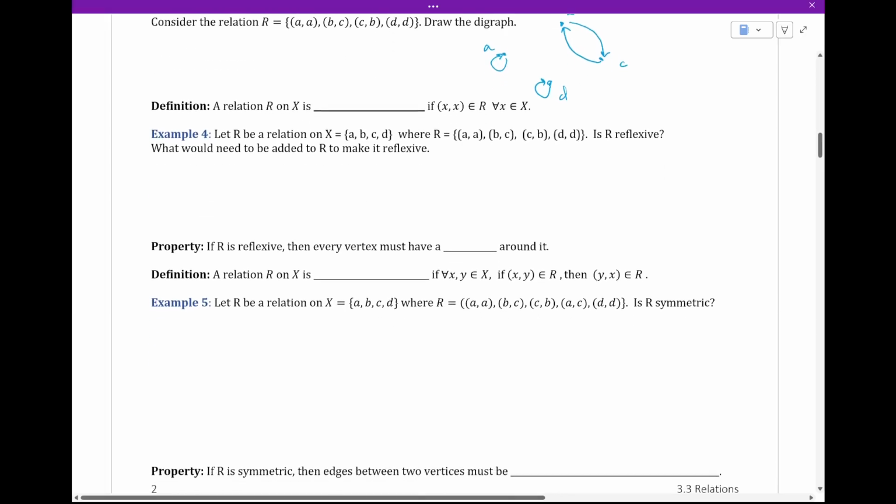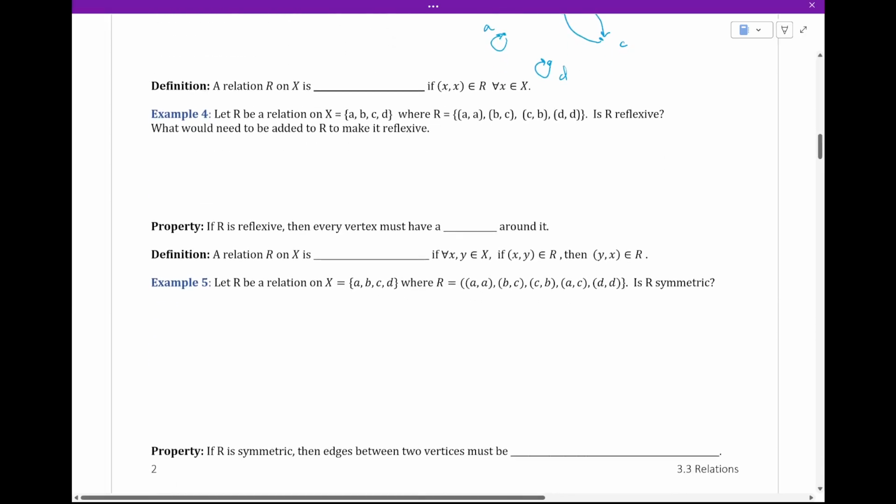All right. Next up, definition. A relation R on X is reflexive if XX is in R for all X's. So we'll see what this looks like. This is the first of the properties that we're looking at for relations. I mentioned at the beginning we're looking at properties of relations. We're going to look at a number of properties. This is the first one. So we're saying that XX is in R for all X's. Let's see what that looks like, what that means.